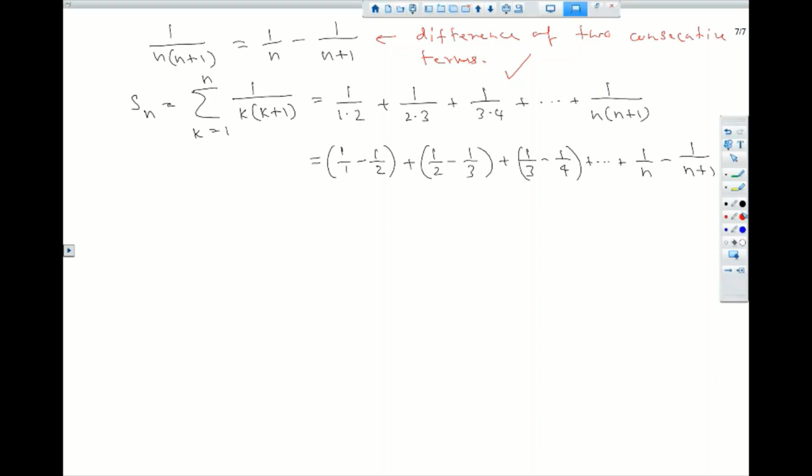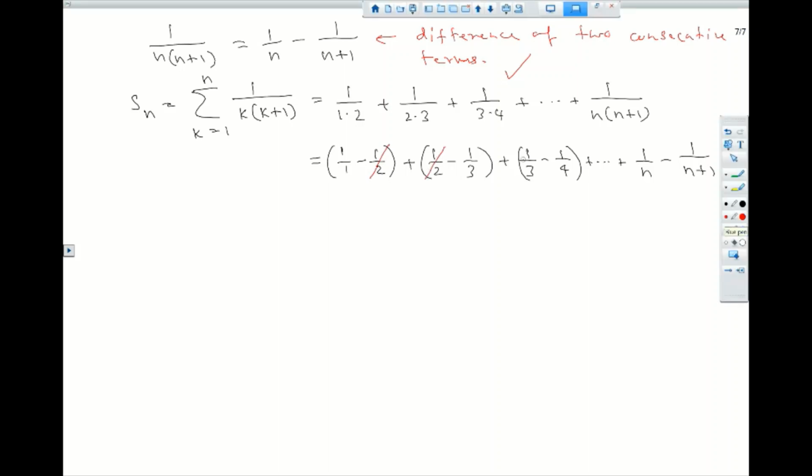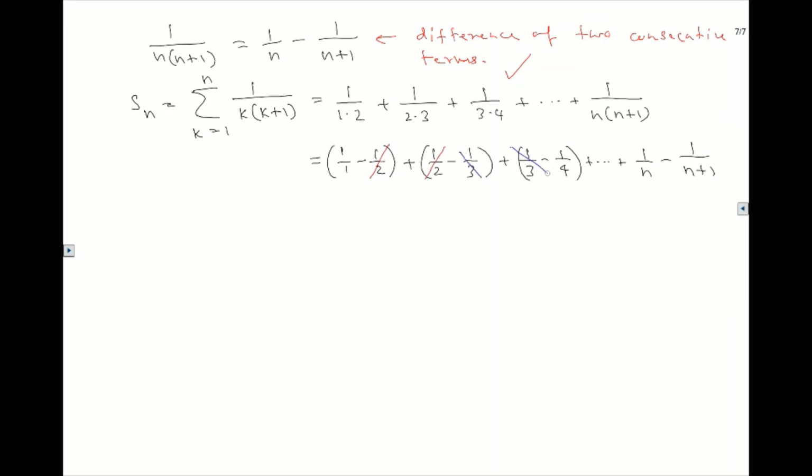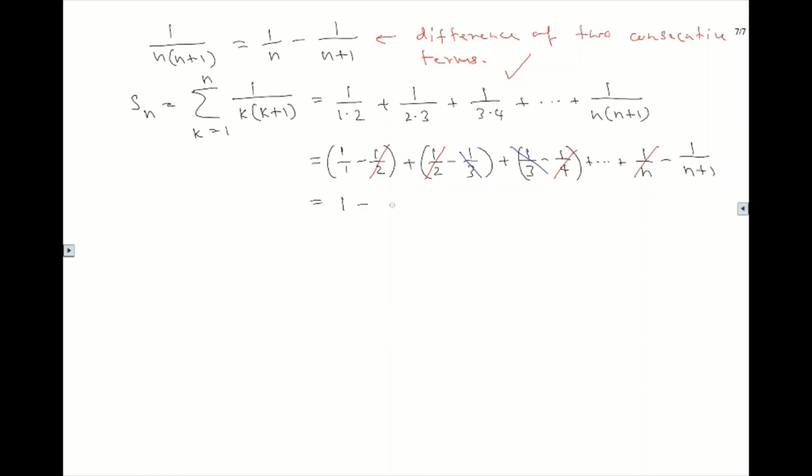Now the magic part. After we write it like that, there's a really nice cancellation going on, because of the difference of two consecutive terms. You can see this term cancels with that term, and then this term cancels with that term. That just keeps happening, and this one cancels with the next one, and so on. So you simply end up getting the first term and the last term. Everything else gets cancelled out.